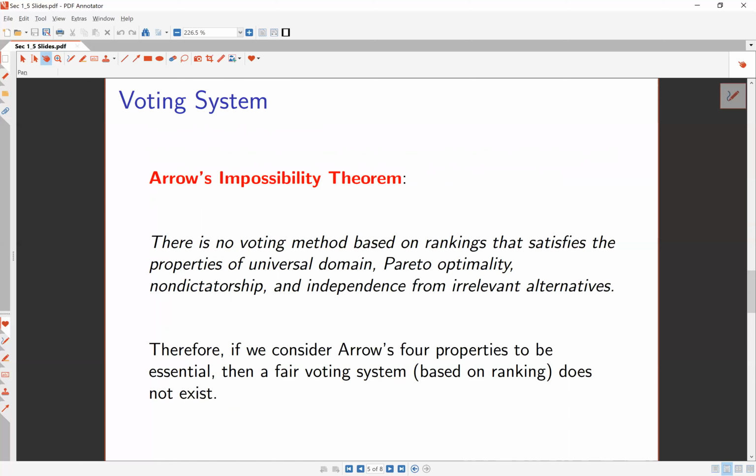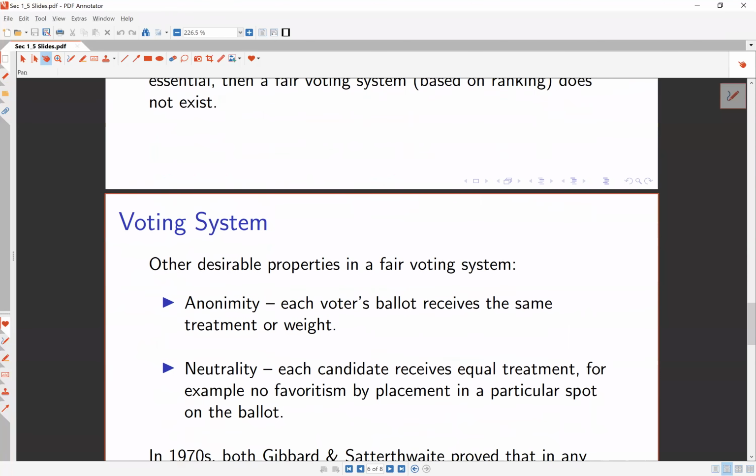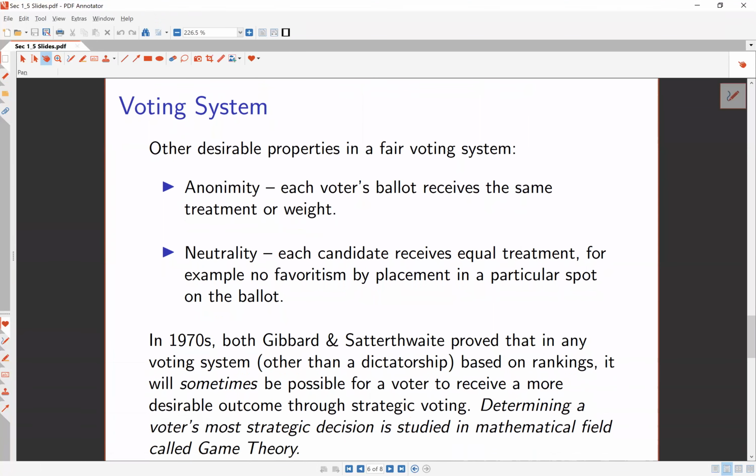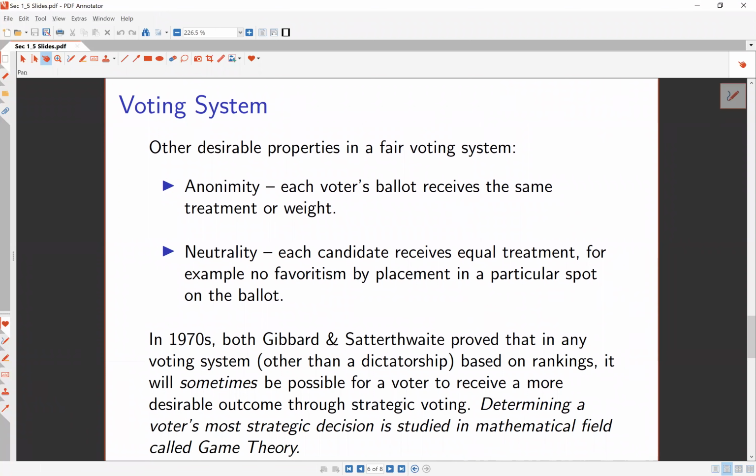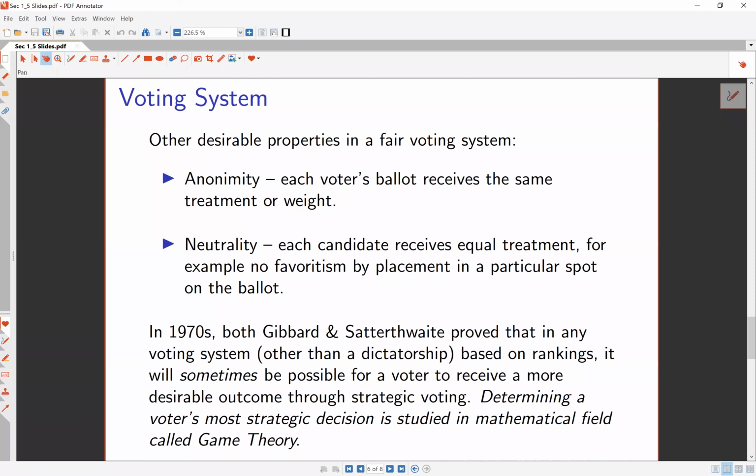A fair voting system does not exist if we want these 4 properties to be satisfied and the ballots use rankings or are equivalent to rankings. Of course, we could define different properties. Those four properties are not the only ones that we may want in an ideal voting system.